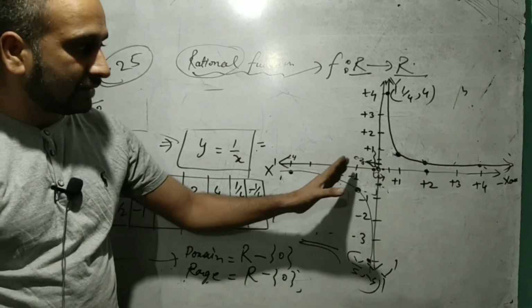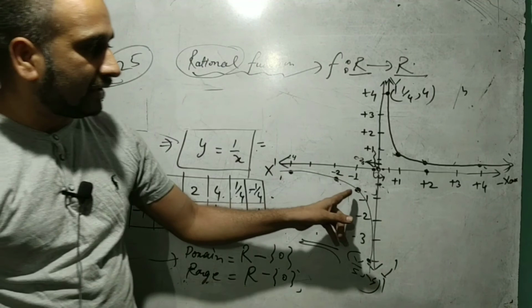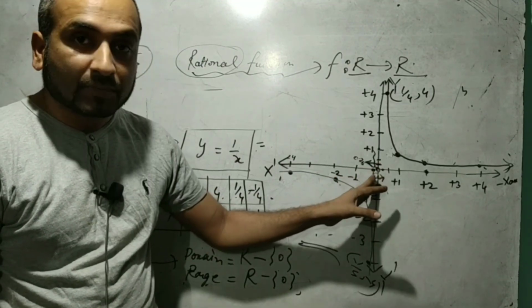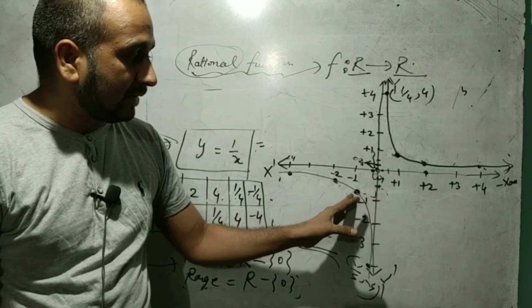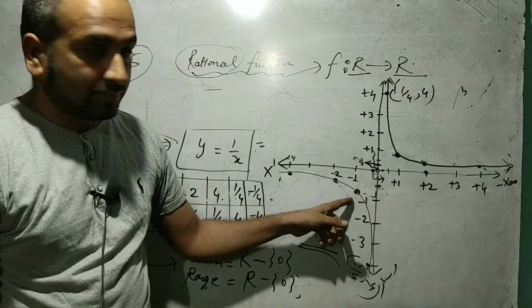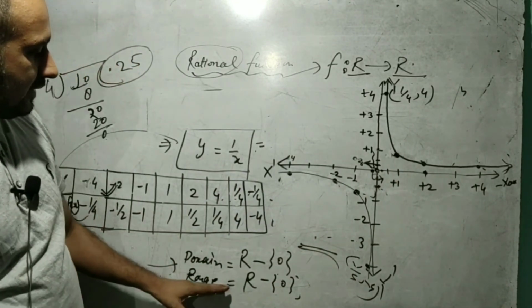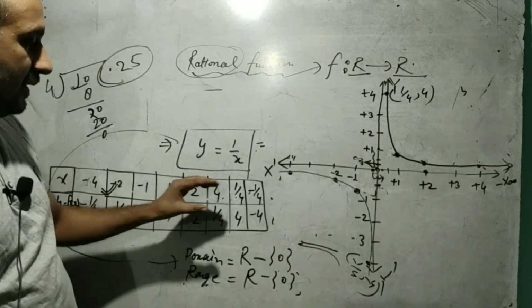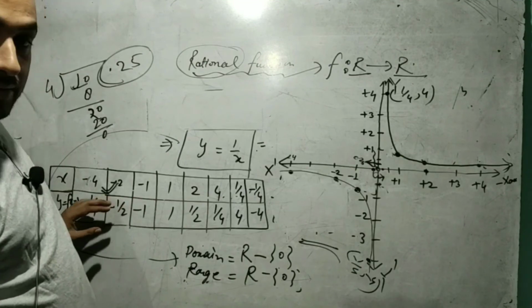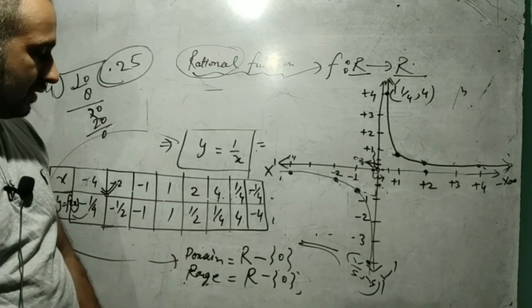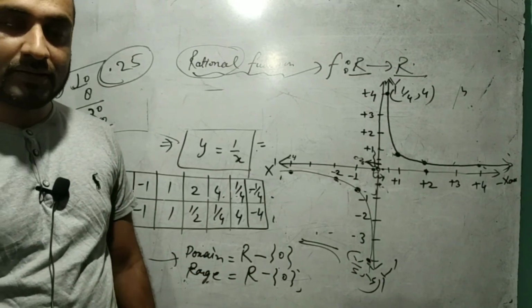Here you can see from the graph, the curve never touches the origin. It moves from minus 1 and also from 1. So all the values of the real numbers you can locate here, but 0 you cannot see here. Because of this, the range is real numbers minus 0.